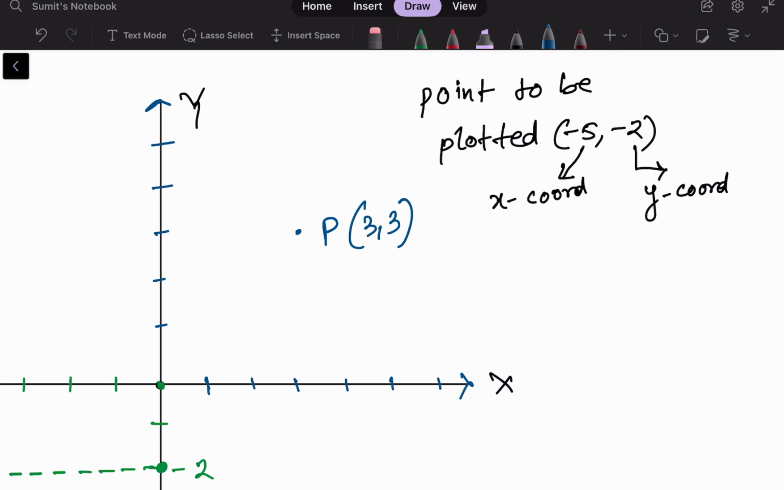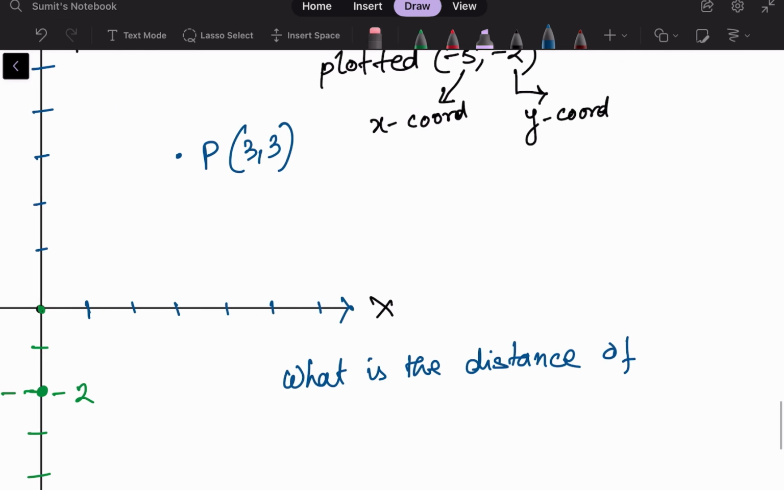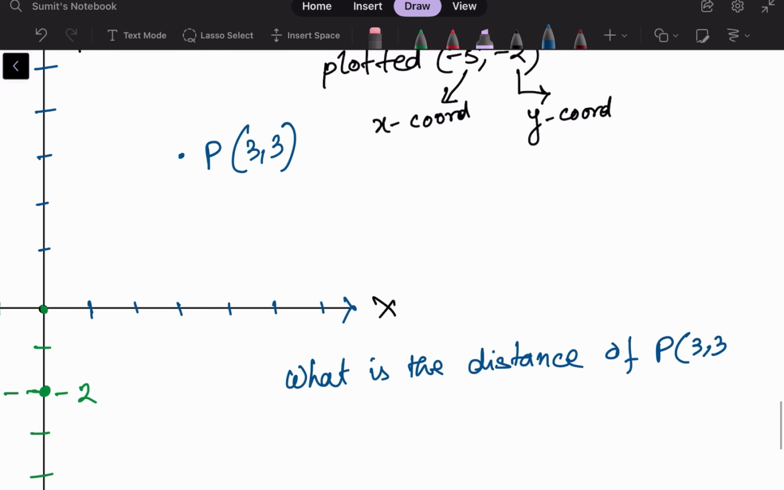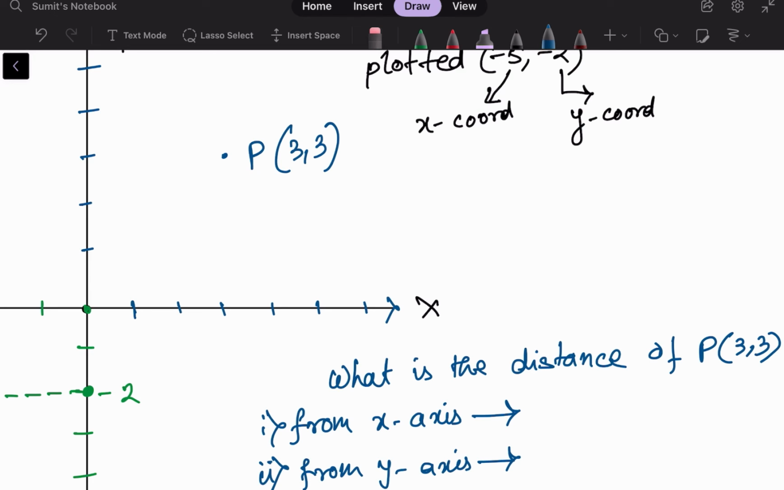I have taken a point 3 comma 3. I am writing the question: what is the distance of the point P (3, 3) from the x-axis and from the y-axis? How do we find the distance?